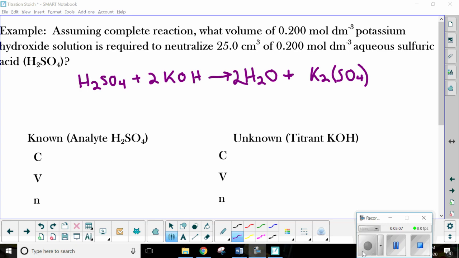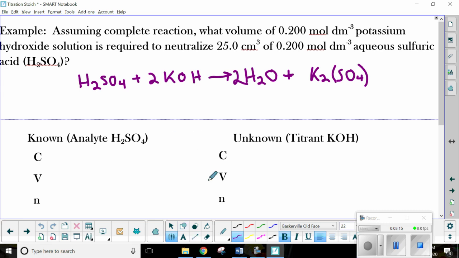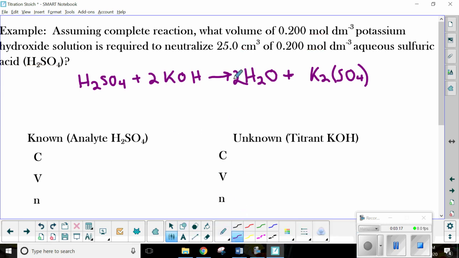Okay, so now that we've got our balanced chemical equation, it's time to look at some of these measurements. I'm looking for a volume. Let's turn back on my pen. I'm looking for a volume of potassium hydroxide that has a concentration of 2.00 moles per liter. Again, remember that DM-3 is moles per liter concentration. So I'm going to come over here to my unknown.